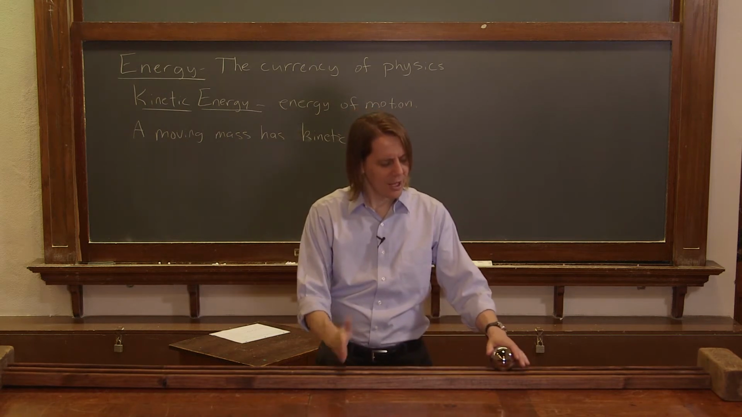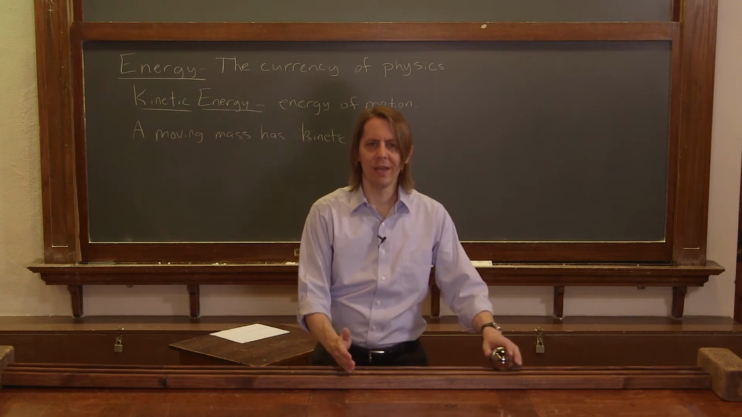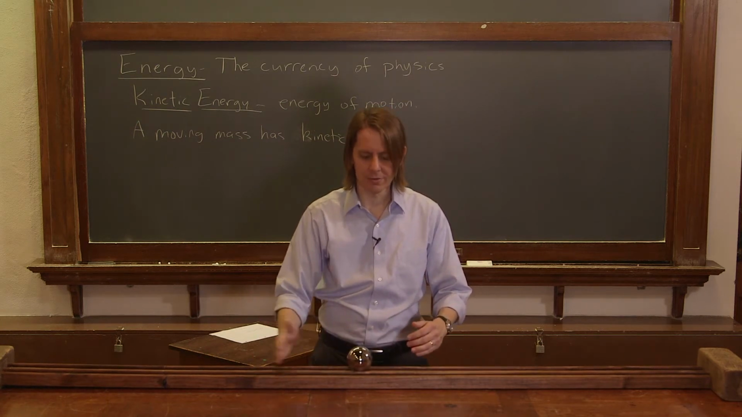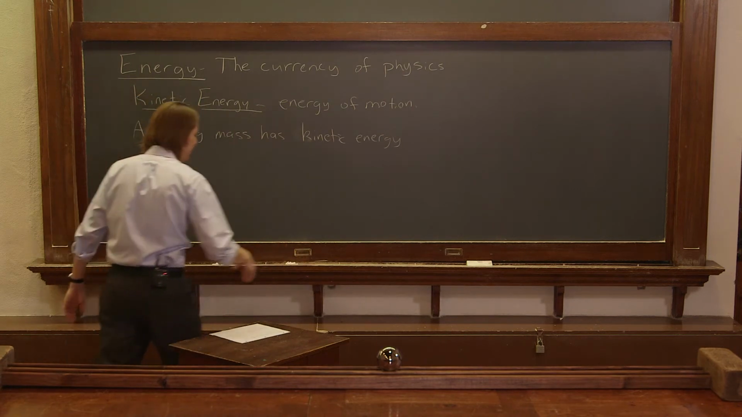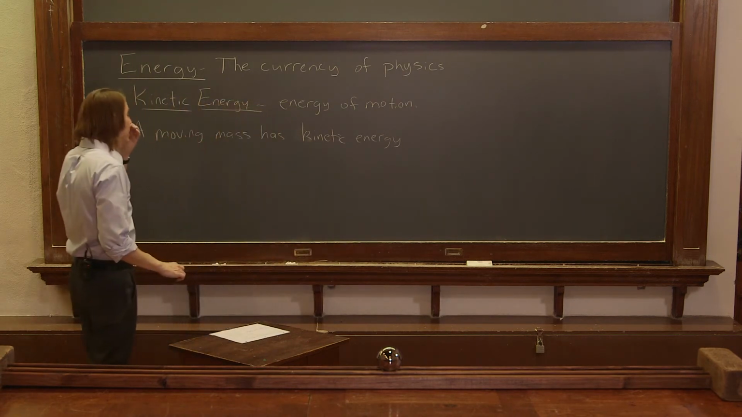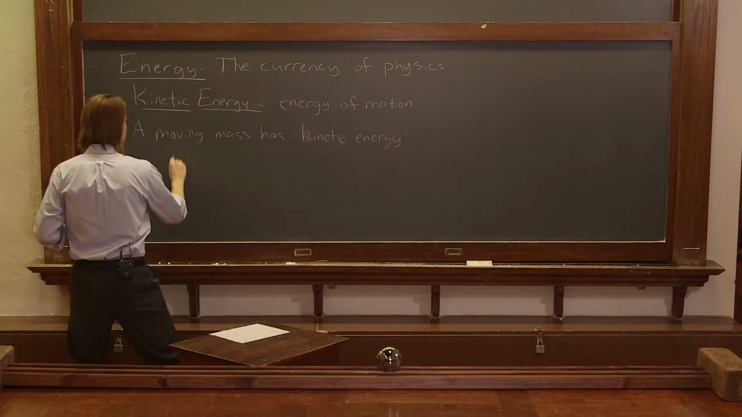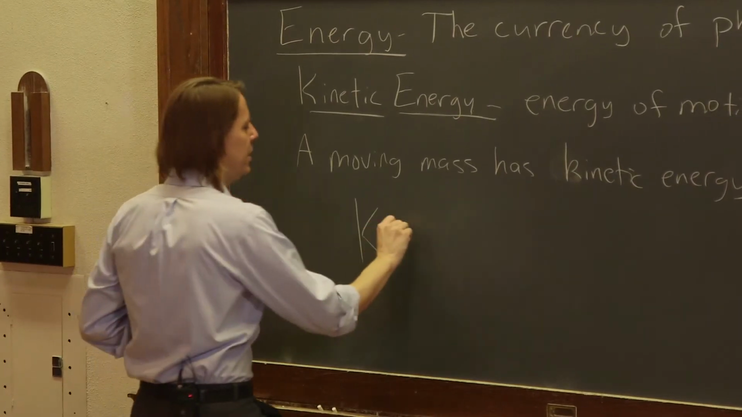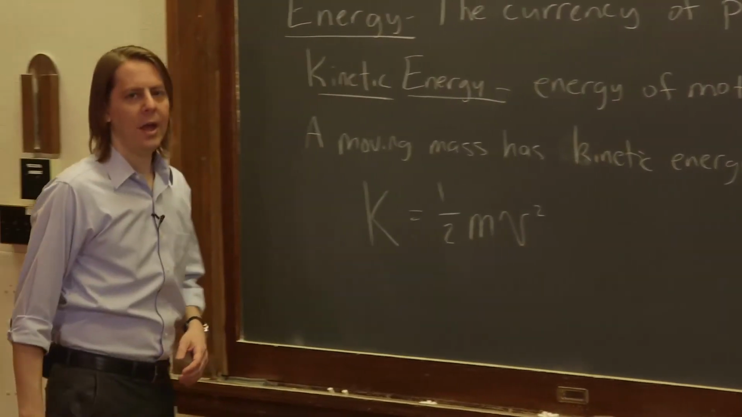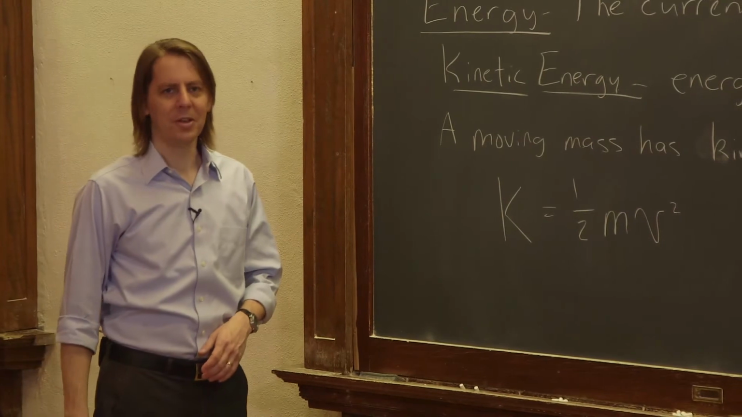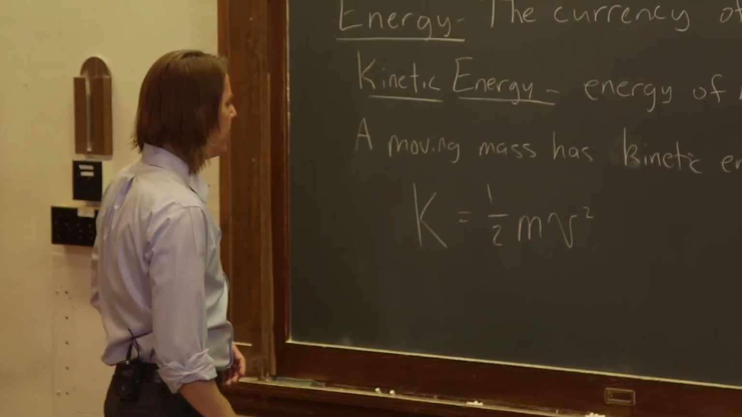So you can see that the ball does have some energy, some ability to have an interaction, and it's based on how fast it's going, right? So just imagine how big the interaction would depend on speed. So let's go ahead and give the formula. A moving mass has kinetic energy. How much? We're going to call kinetic energy K, and it's 1/2 mv squared. This is one to memorize. Kinetic energy of a moving mass is 1/2 mv squared.